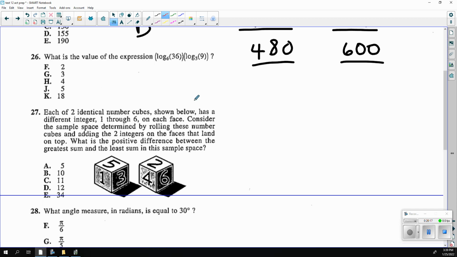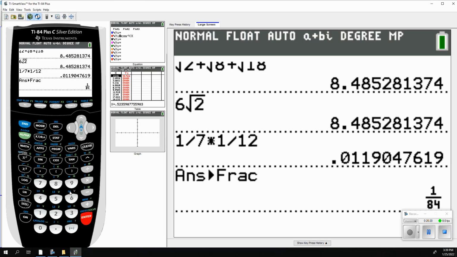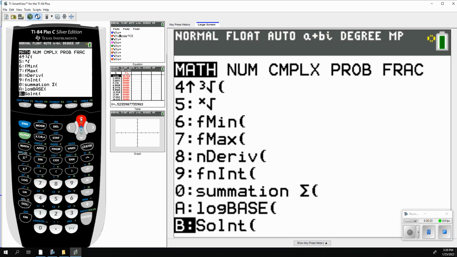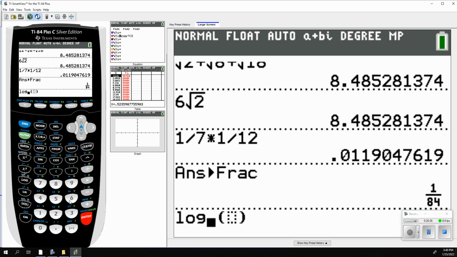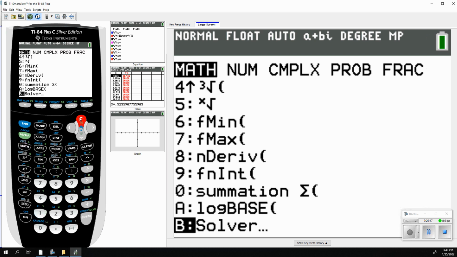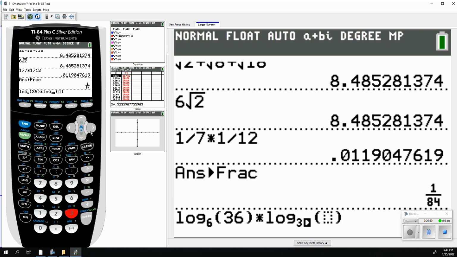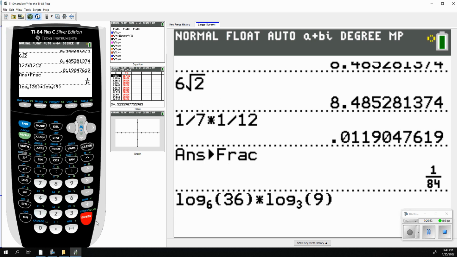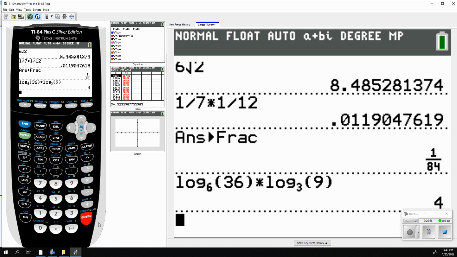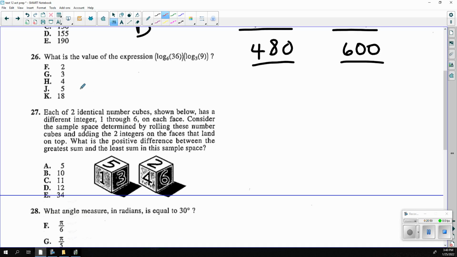Straight calculator, homie. All you got to do is log 636. It's under math, log base. 636. And you can either get that answer or times it or just put it next to, it'll work. Log, what is that, 39? And the answer is, of course, 2 times 2, 4.